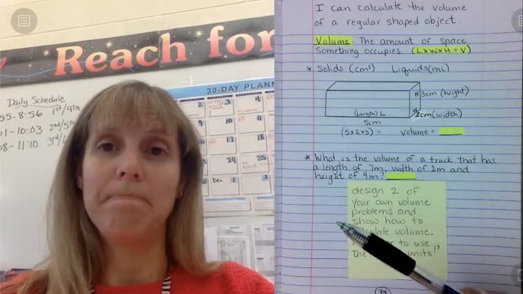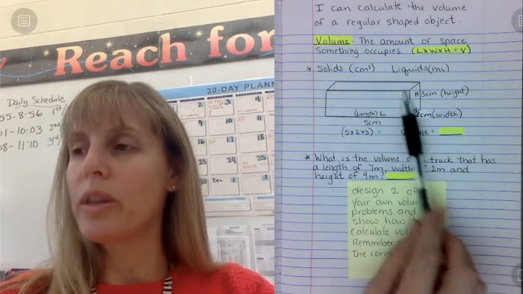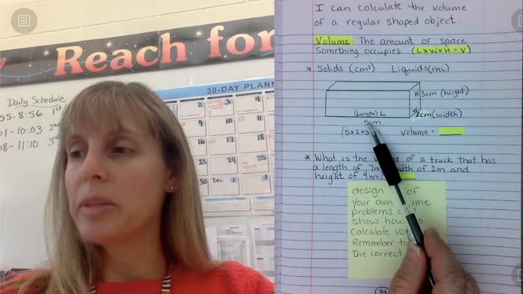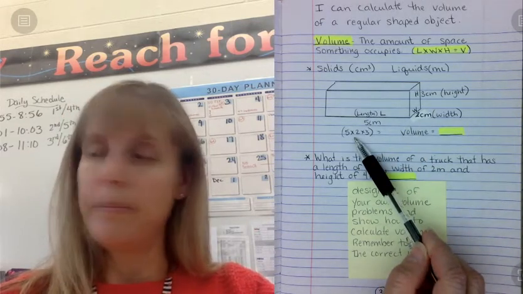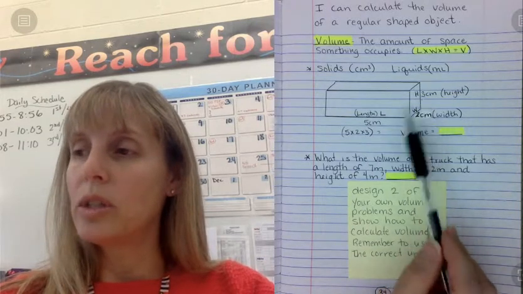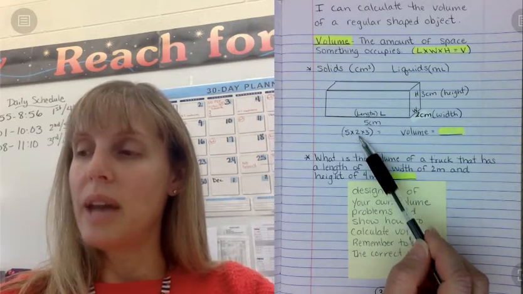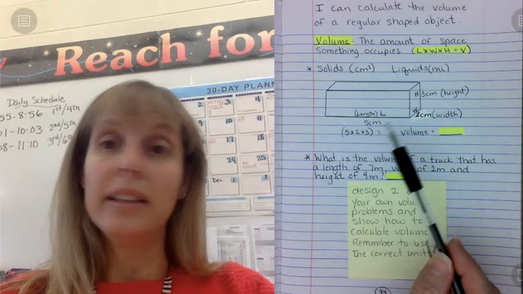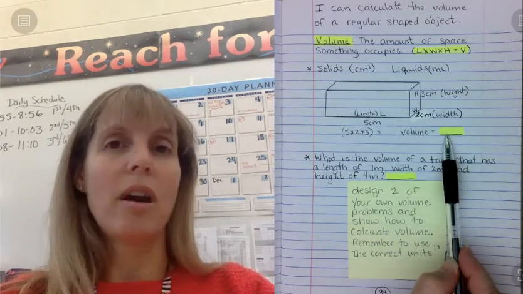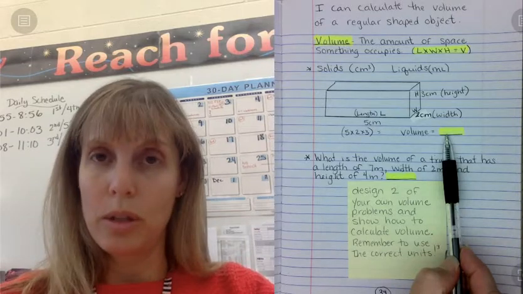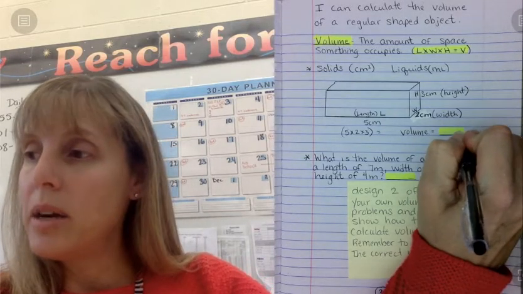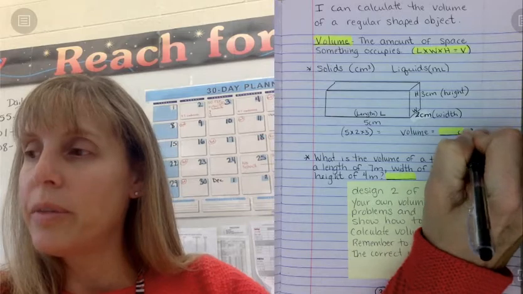That's pretty much it. So to find the volume for this particular object, we have to multiply length, which is 5, times the width, which is 2, that gives us 10, times the height, which is 3. So 5 times 2 is 10, times 3 is 30. And what is our unit? Centimeters cubed. This is super important. And centimeters cubed looks like a little 3 at the top.